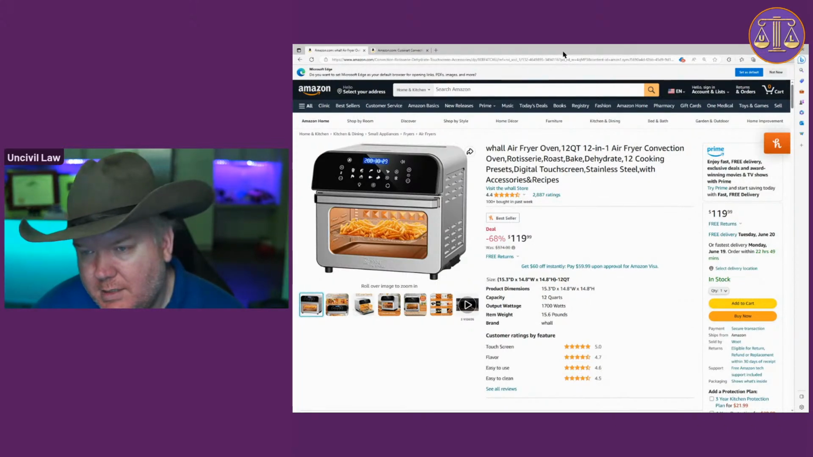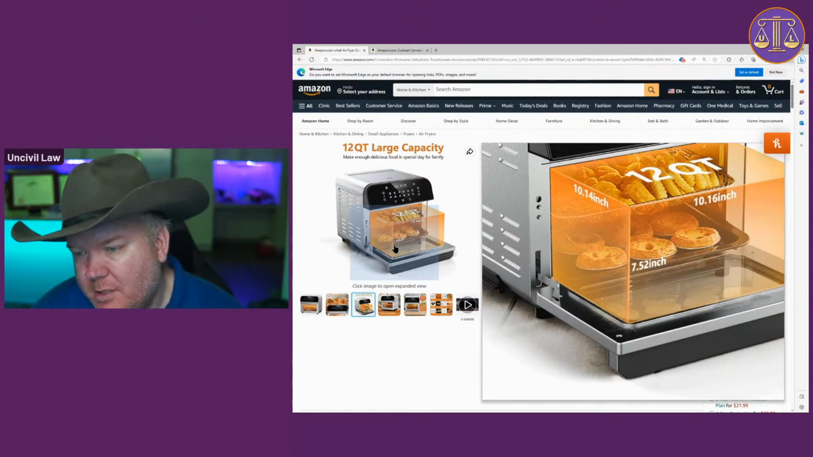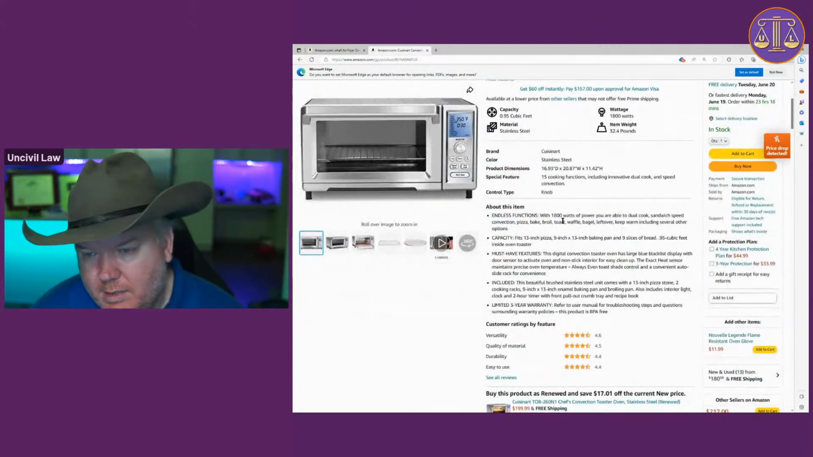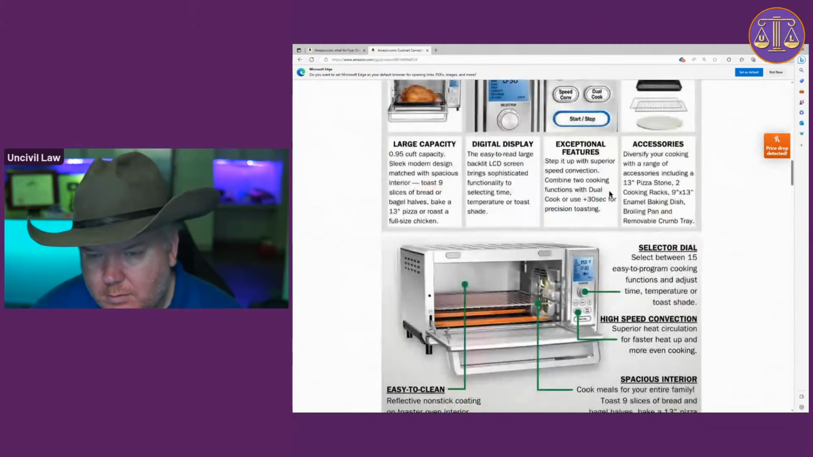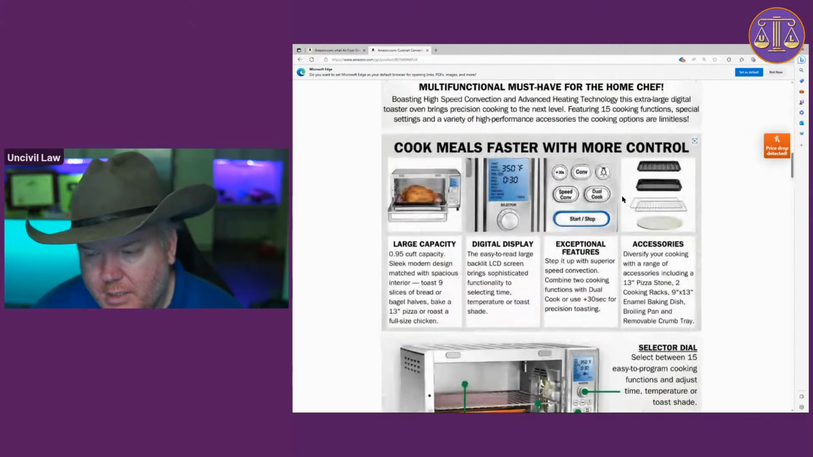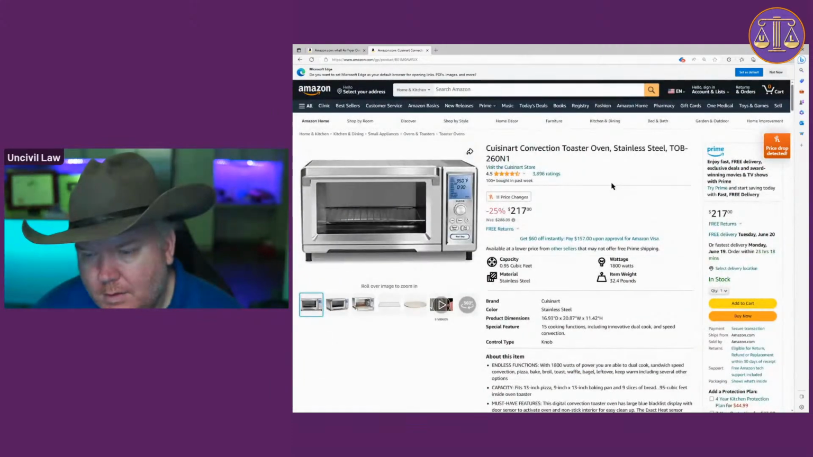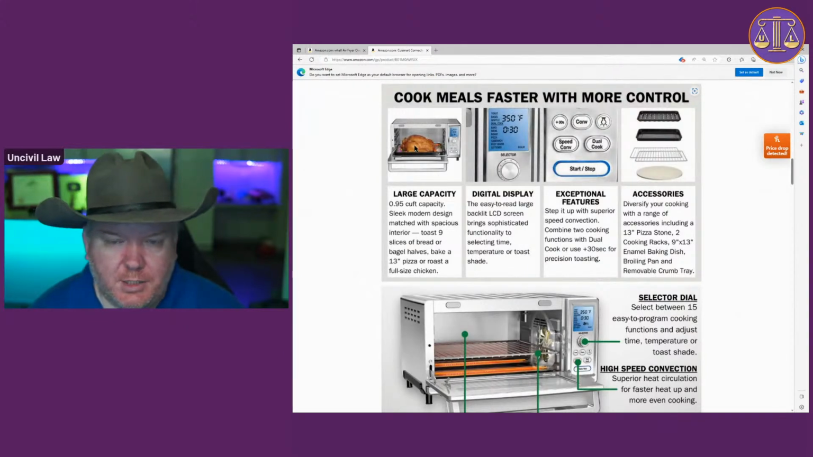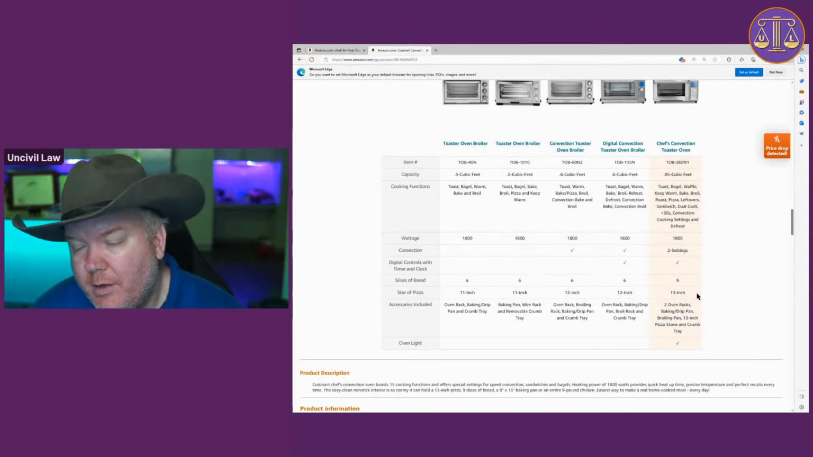Is the capacity similar? I'm not sure. This is 12 quart. I guess it gives us the dimensions. So it's 10 inches by 10 inches by 7.5 inches. And the other one is a little bit bigger, it looks like. It looks like it's a lot wider, 20 inches wide. This one will do an entire chicken. Go down to the bottom, it'll have more specs. See, it will fairly fit a 13-inch pizza. That's nice.